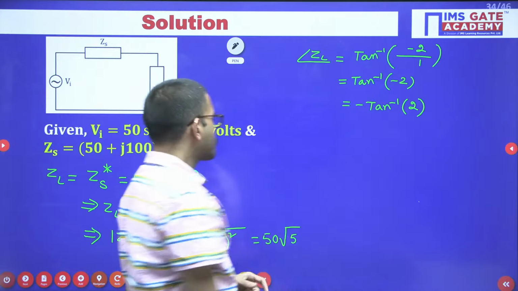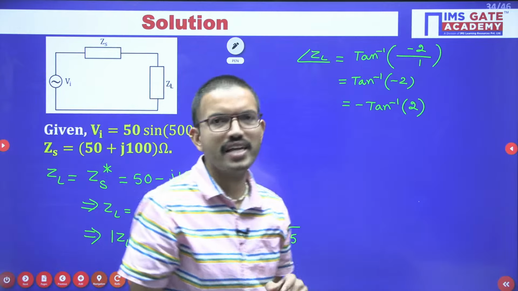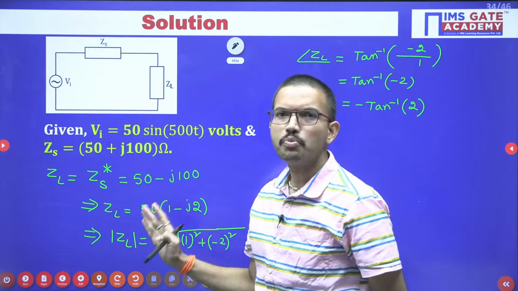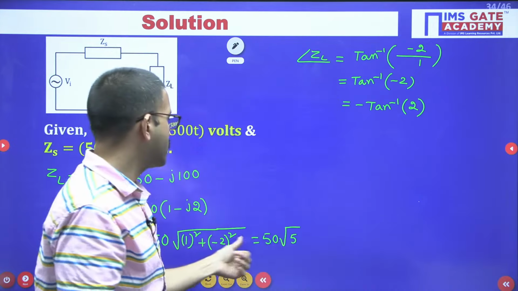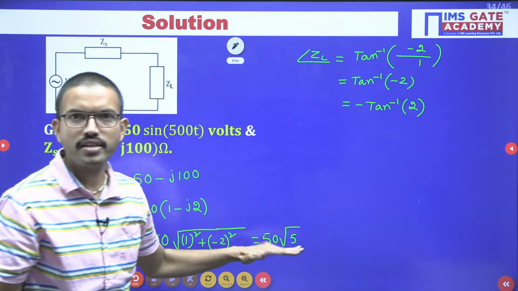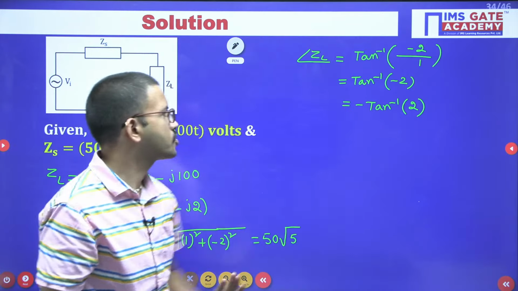Minus tan inverse 2. So here you got the load impedance in rectangular form, like A plus jB or A minus jB, whatever it may be. From there I have converted it into polar form. I calculated the magnitude and got the value as 50 root 5. If you want, you can simplify, but for the time being I kept it like this. Similarly, the phase angle we got is minus tan inverse 2.